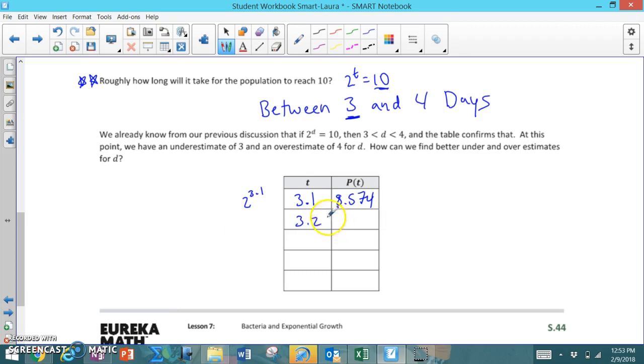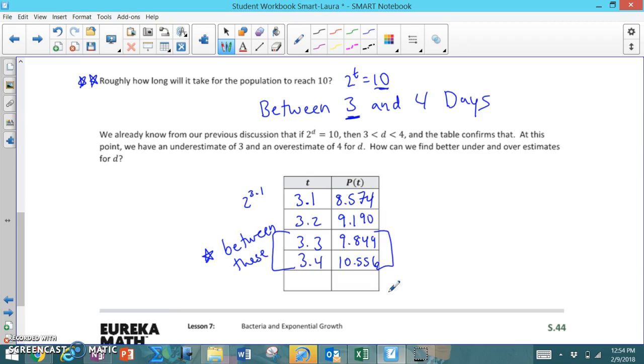So I kind of work my way up, increasing that first decimal place by 1 every time, 9.190. So that was 2 to the 3.2. 2 to the 3.3, I get 9.849. And now 3 to the 4, I actually surpass 10 and get 10.556. What this means is that originally I said, okay, I know it's going to be between 3 and 4 days, but now I can say that it is actually going to be between 3.3 and 3.4 days because 10 falls right between those answers. So I'd be a little more accurate.